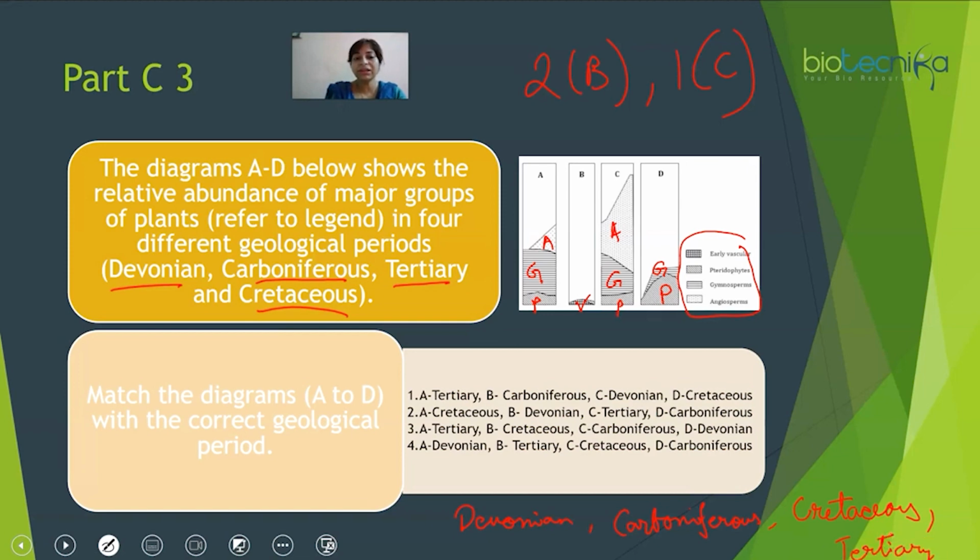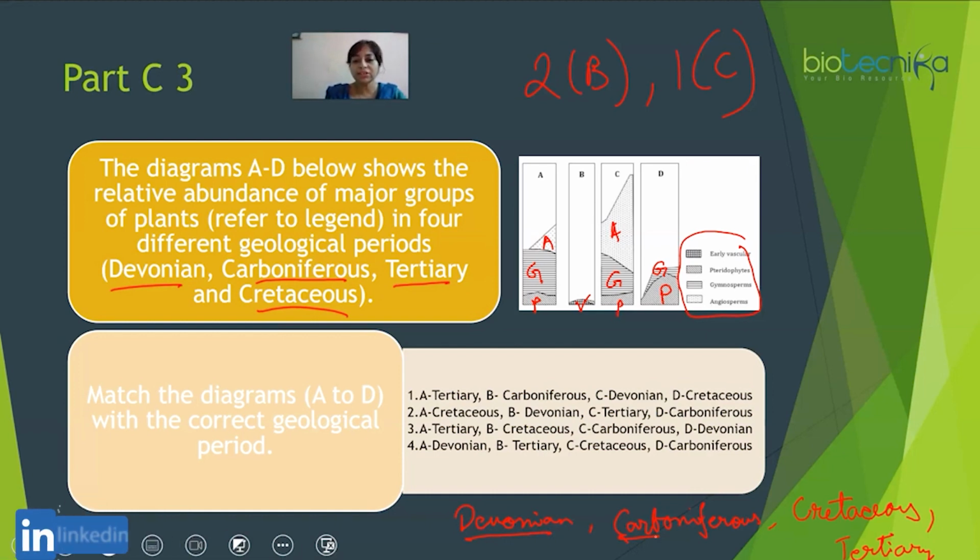Okay, now see here, the periods that are given to you are not given in order. So always cross-check it. Don't just assume that it is given in order and fit the evolution of the plants in this. So write it down. Devonian and Carboniferous are from the Paleozoic era. Cretaceous is from the Mesozoic era, and the Tertiary period is the Cenozoic era.